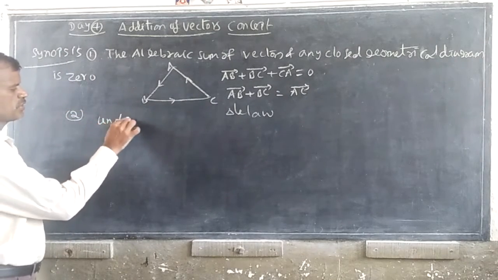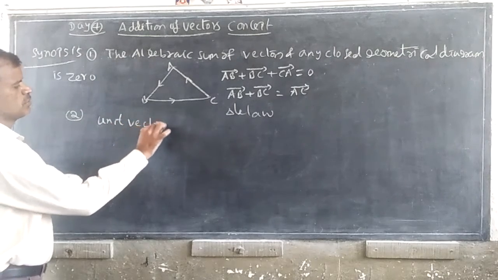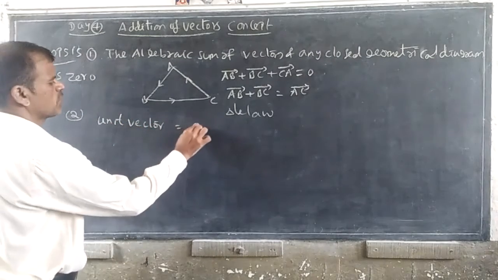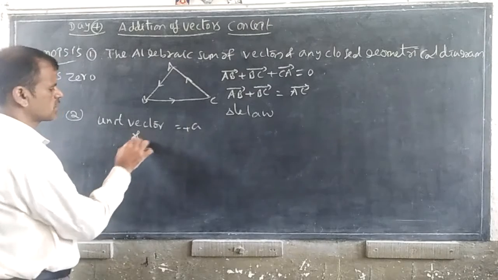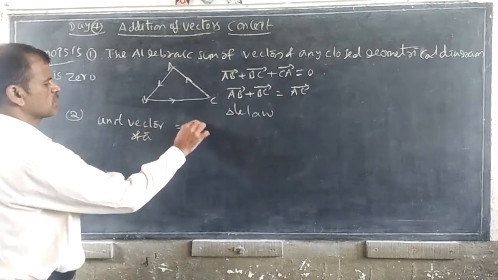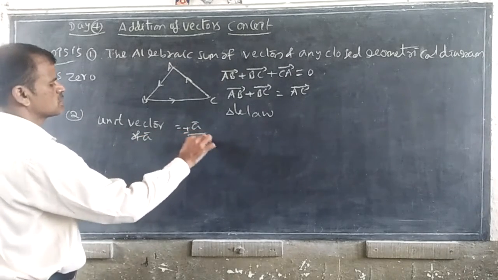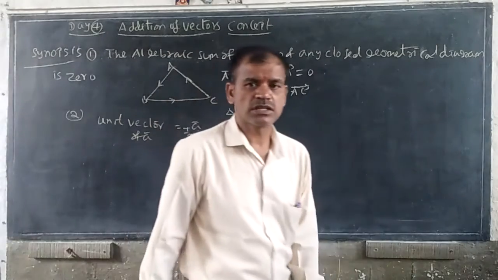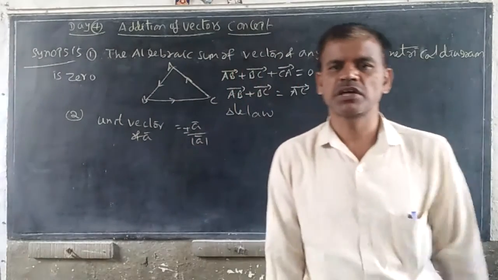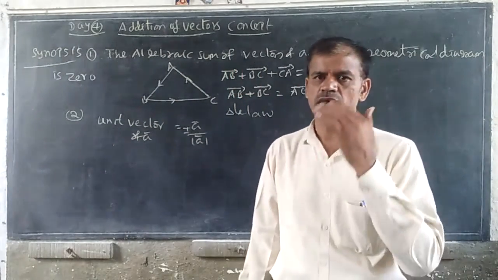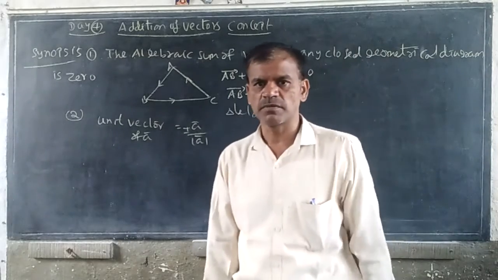Next, second point, formula: unit vector of A bar is equal to plus or minus A bar by modulus of A bar. If it is plus, it is called along or in the same direction. If it is minus, then it is called opposite direction.